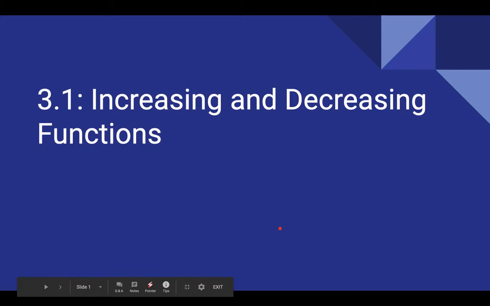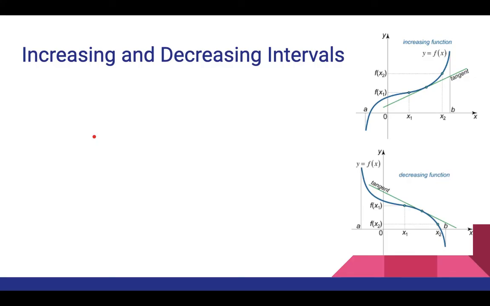In this unit, we'll be looking at how we can apply the derivative of a function to a variety of scenarios. The first being analyzing the behavior of a function. So we start by looking at increasing and decreasing functions, the topic of 3.1.